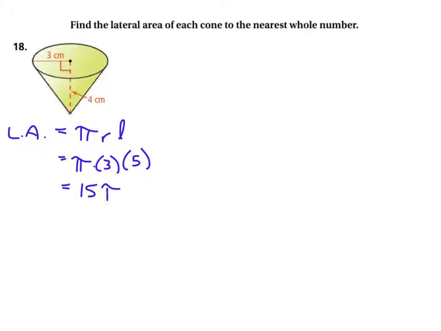Okay, now let's calculate it. We've got 15 pi, but we need to actually type that in and calculate it, because they want it to the nearest whole number. So we take pi times 15, and we get 47.12 something something. We're going to say approximately equal to, because we're rounding, 47, and the units are centimeters squared. So I'm going to box that answer. All right, that's it.